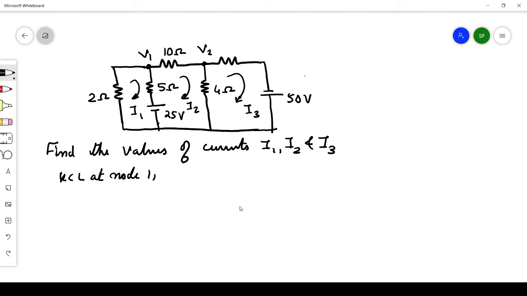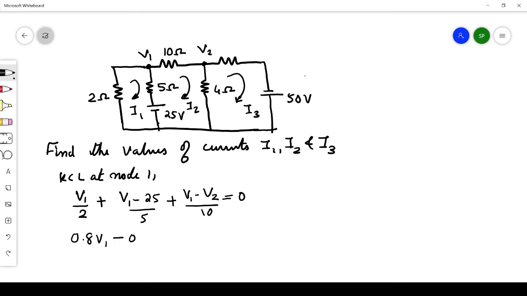Let us find the current through the 2 ohm. Applying Ohm's law, we get V1 by 2 as the current through that 2 ohm. The second current, through the 5 ohm resistor, is V1 minus 25 upon 5. Then the current through the 10 ohm resistor, again Ohm's law, is V1 minus V2 upon 10. This is equal to 0 according to Kirchhoff's current law. When you simplify this equation, you get 0.8 V1 minus 0.1 V2 is equal to 5. This is our equation number 1.